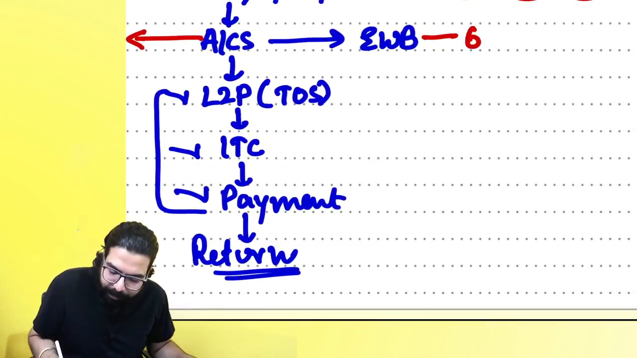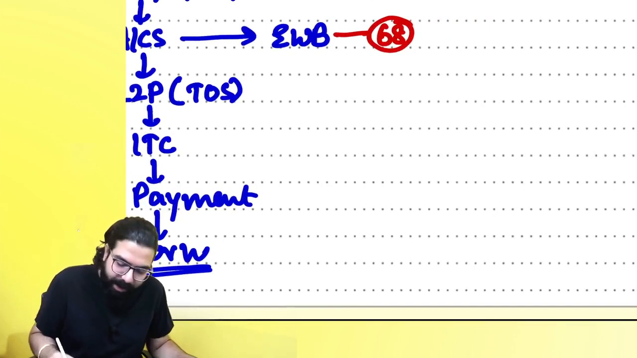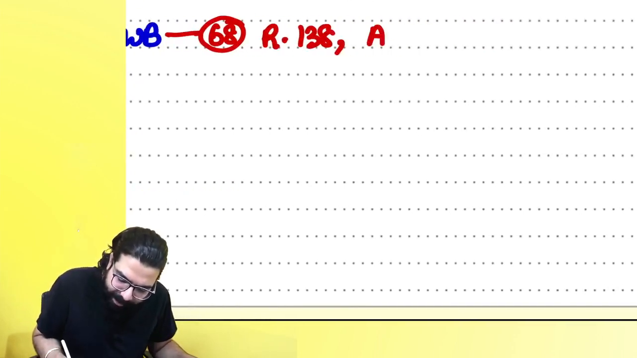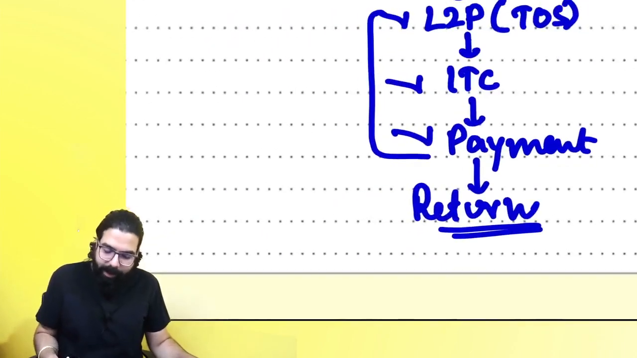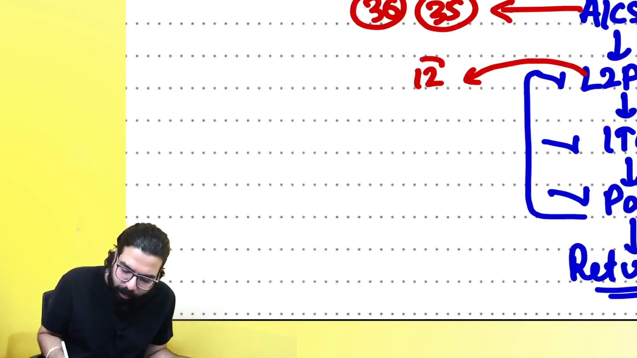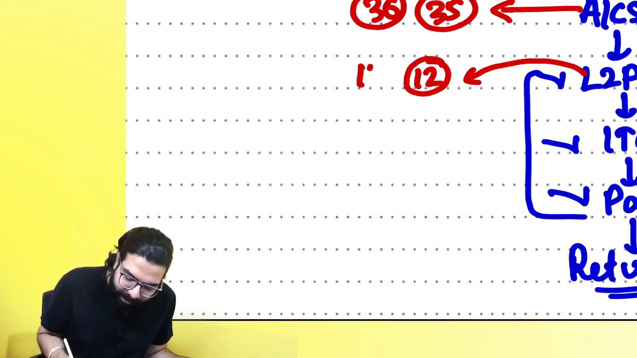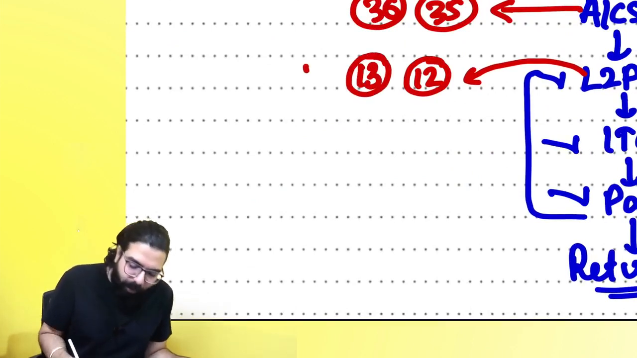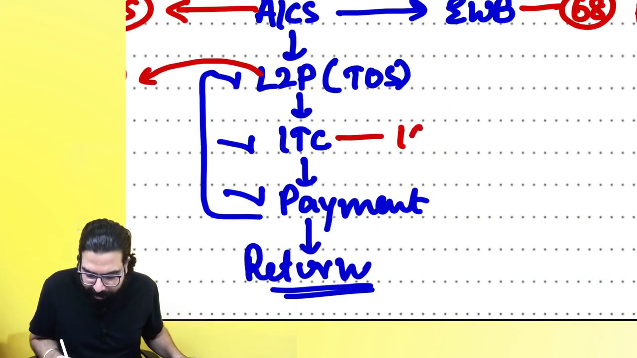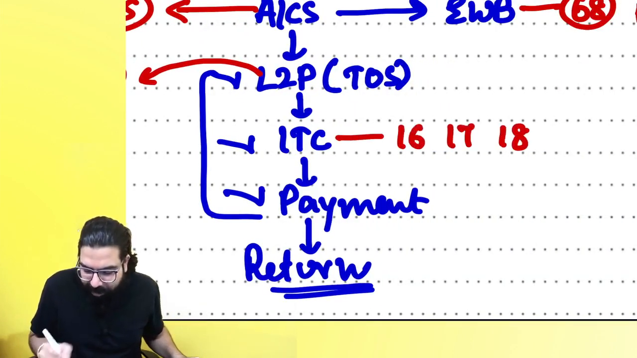Now we had e-way bill, which is section number 68, read with rule number 138 and 138A to E. Then, sir, we had liability to pay. In liability to pay, section number 12 is the goods case, 13 is the services case, and 14 is the case where the rate changes. Done, sir. Input tax credit is section number 16, 17 and 18.